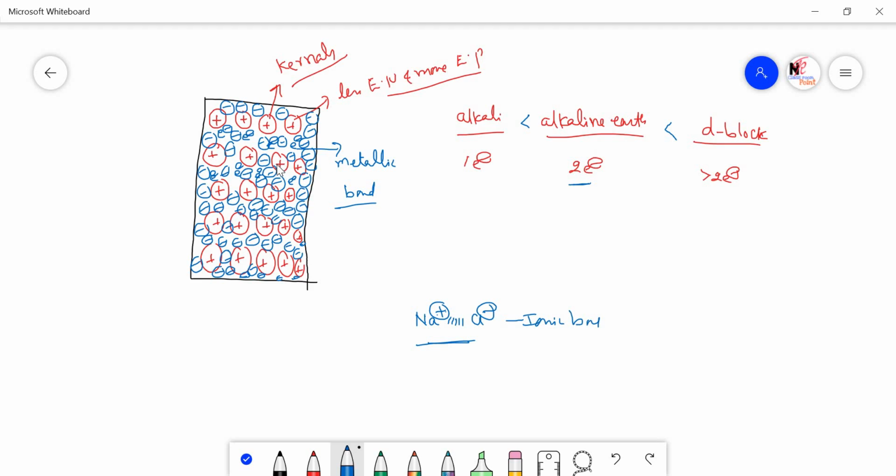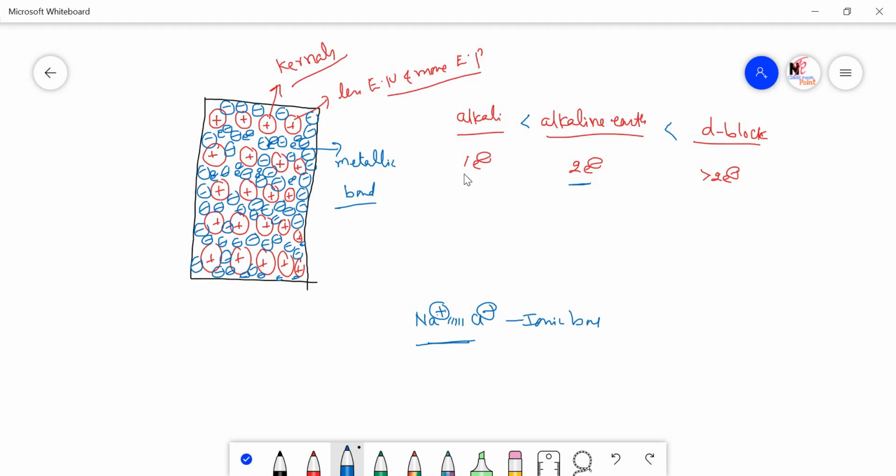But in this case, metal ions are attracted to the electrons, not to any other negatively charged ion. So such a type of bond is called the metallic bond. The more free electrons, the stronger the metallic bond formed, and the stronger the metal. But all metals are capable of conducting electricity and supplying heat energy.